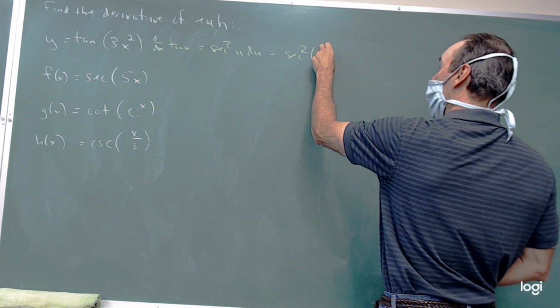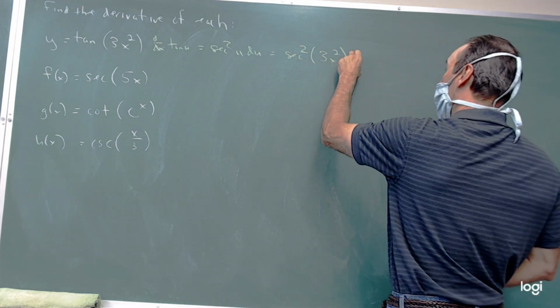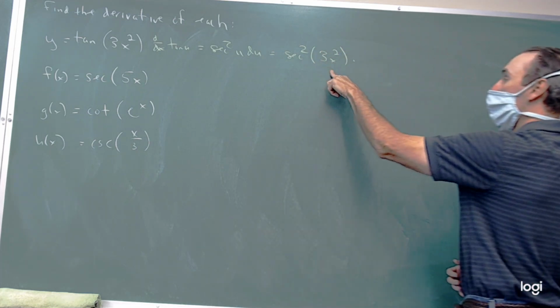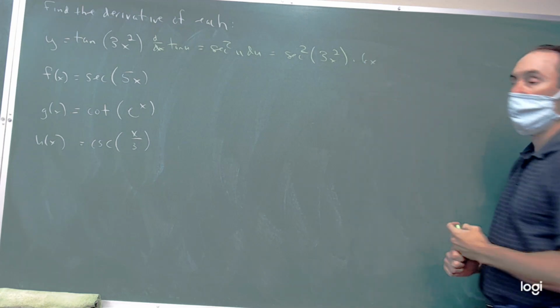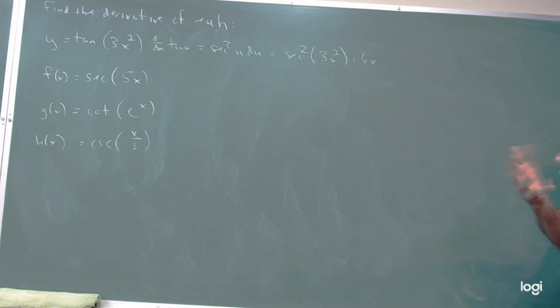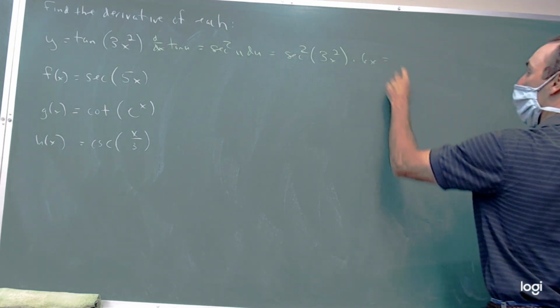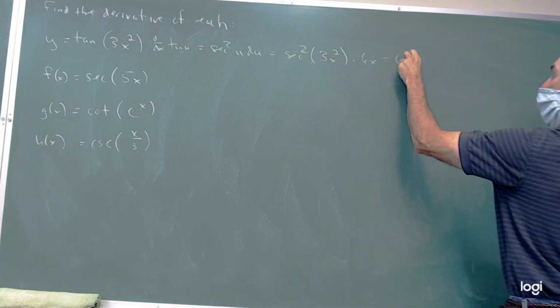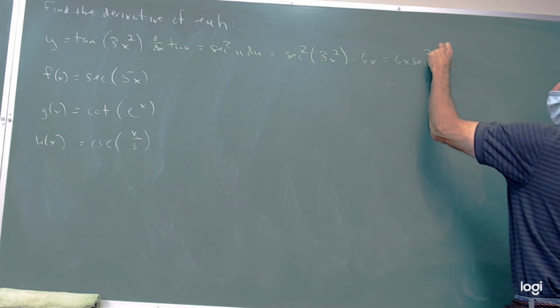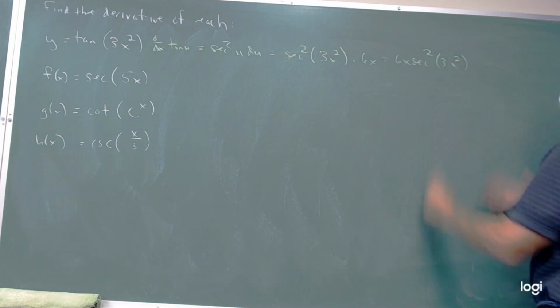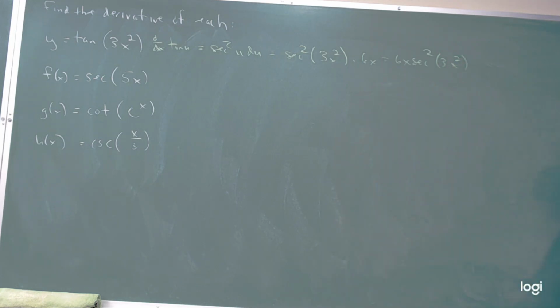We'll leave that inside function alone, and then we'll multiply that by the derivative of the 3x squared, getting 6x. Generally, we want to write the 6x stuff in front of the trig function, and so our final answer is going to be 6x secant squared 3x squared.